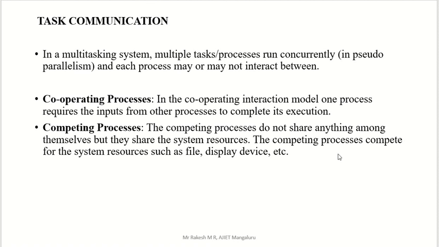The competing processes compete for system resources such as file, display, device. These are the different resource types. They compete with each other to get that one system resource, and there are no sharing items. They don't communicate with each other, they just compete with each other. But in the cooperating case, they are communicating with each other and executing one by one.